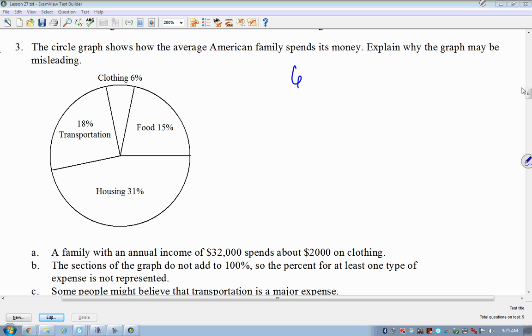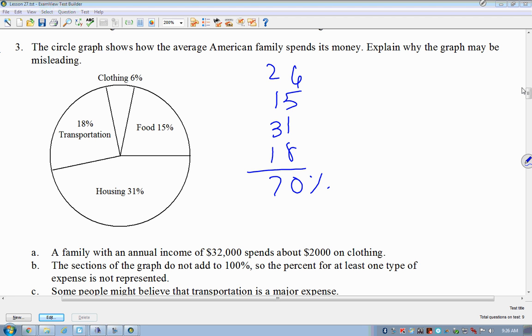We've got 6, 15, 31, and 18, right? We got 9 and 11, so that's 20? All right, so there's 2, 3, 6. That only represents 70%, right? So there's not 100% represented here. So yeah, 31% is almost half of 70, right? So we're not representing a whole here, and a pie chart should represent 100%, right? Okay.